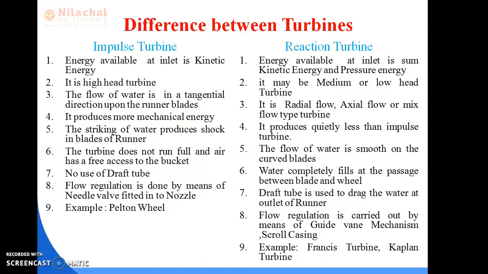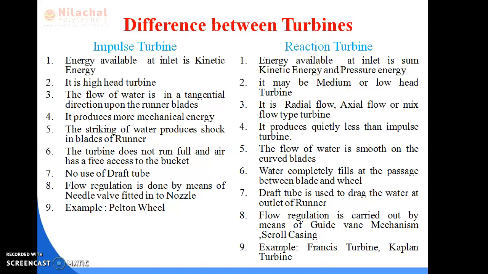Next, in impulse turbine, basically we have to produce more amount of power. So how to produce more power? We have to make the water available in such a way that it is moving from a high level, or a high head. So it is a high head turbine. Reaction turbine may be a medium head or low head turbine.